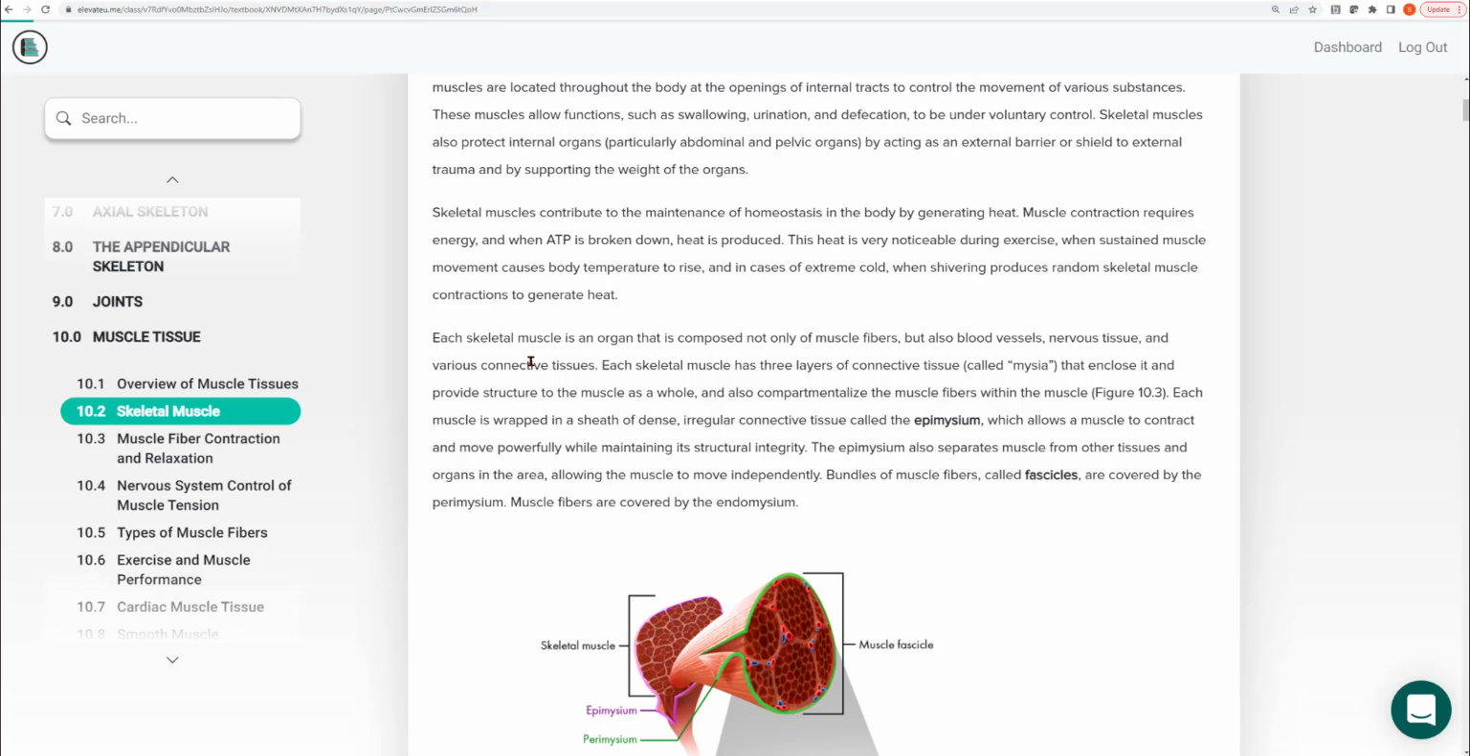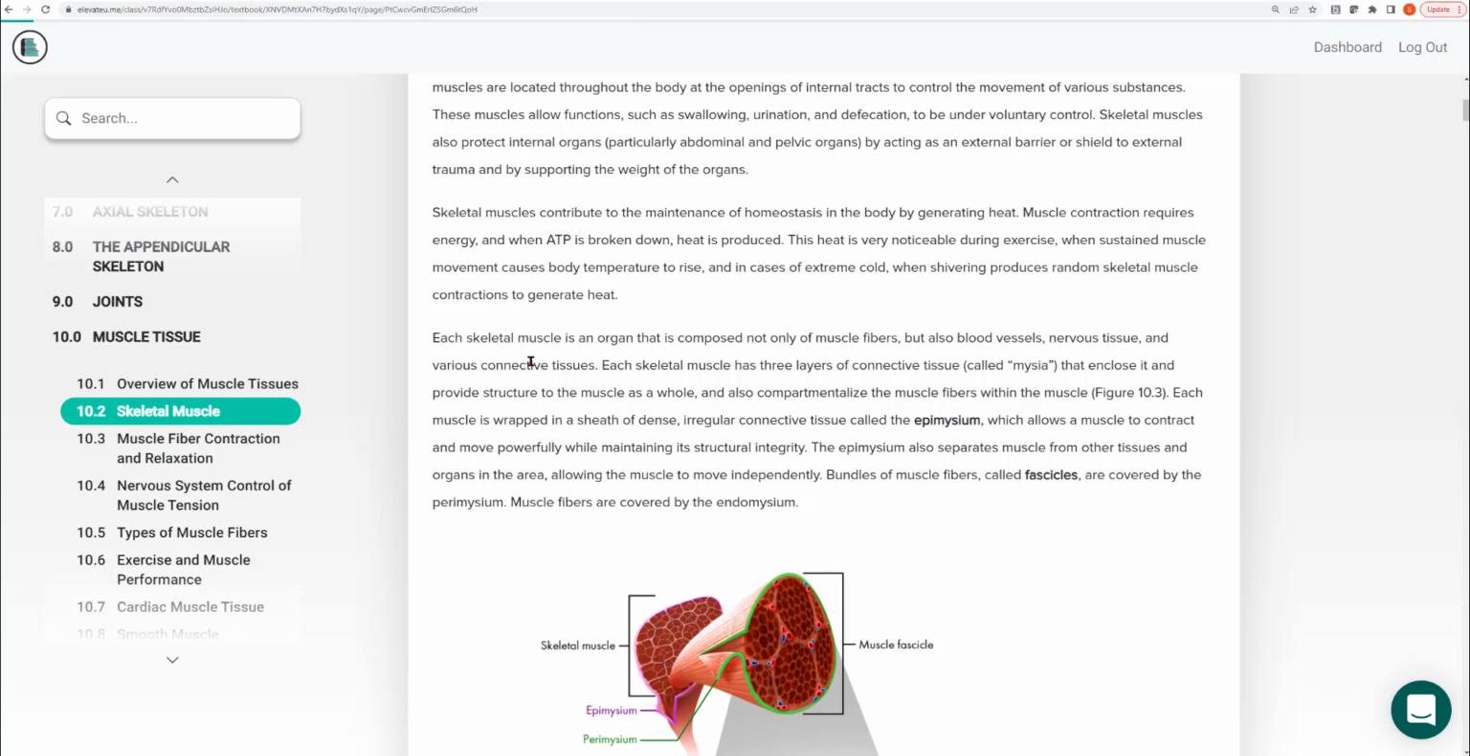Remember, your muscles are an organ, right? Think of your muscles, each of the named muscles, as being an organ. And as such, in a muscle, there is going to be epithelial tissue, there is going to be connective tissue, there's going to be nervous tissue, and of course there's going to be muscle tissue.